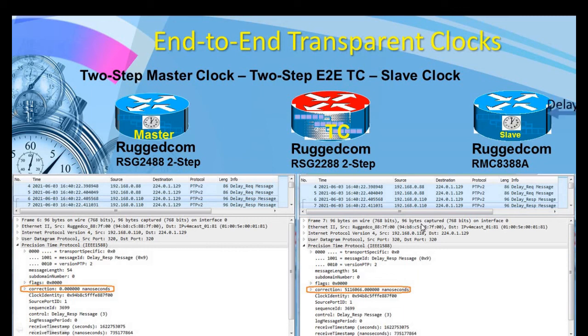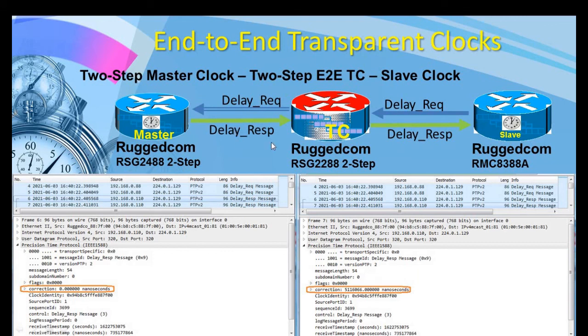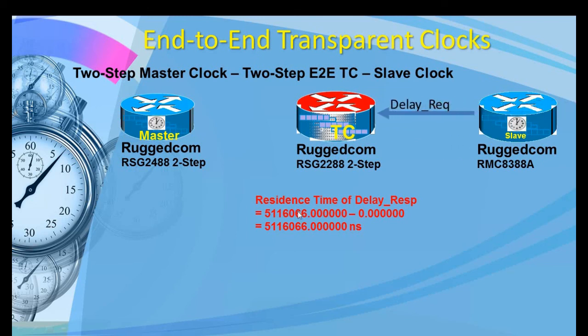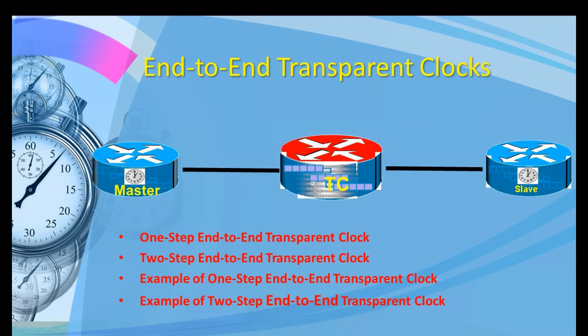So next one we check the delay response message. The delay response message we capture on the ingress port is 0, but on the egress port it is 5116066 nanosecond, which means the delay response message is modified by the two-step transparent clock. In this modified delay response, the residence time we introduce is 5116066 nanosecond.